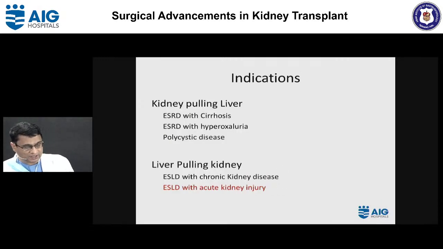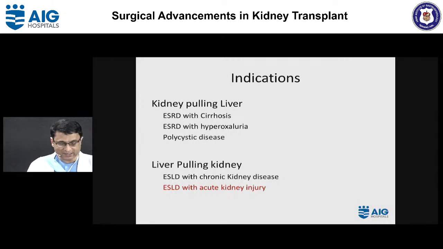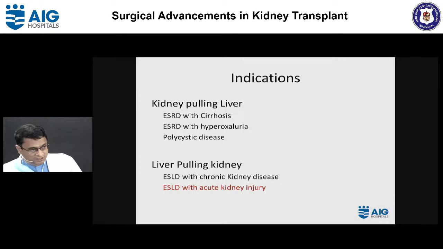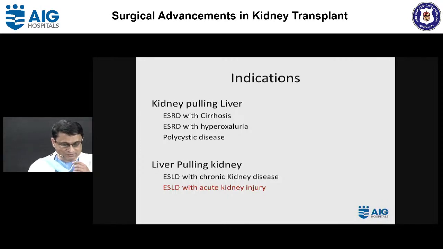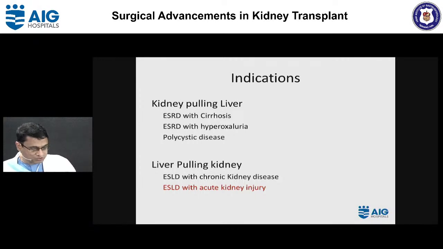If you look at the indications for SLKT, you can club them into two different headings: kidney pulling liver or liver pulling kidney. In kidney pulling liver, the kidney is bad, but the liver is not that bad. So you have end-stage renal disease with cirrhosis, which was detected during workup, where the cirrhosis is not that bad. It could be end-stage renal disease with metabolic diseases like hyperoxaluria or polycystic disease.